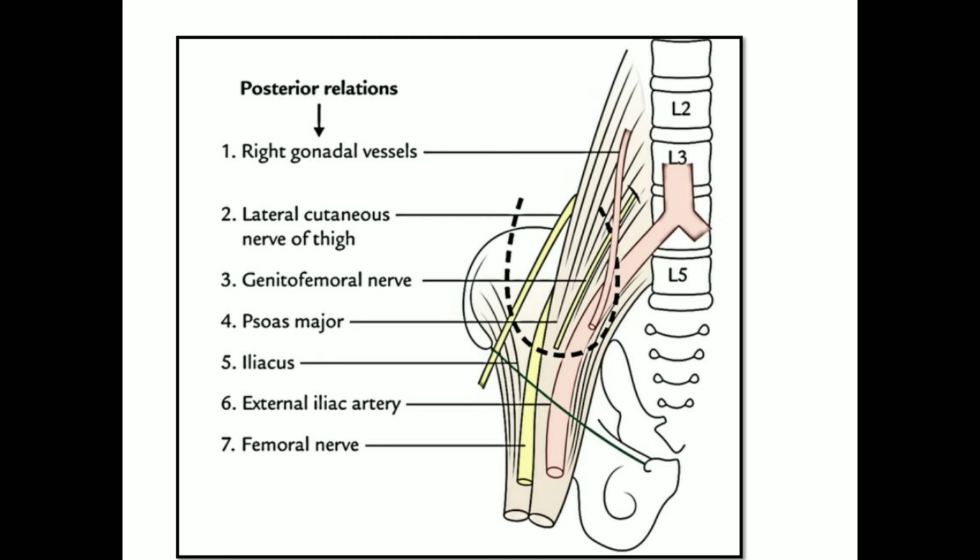Next, the muscle called iliacus. Next, the artery is called the external iliac artery. The nerve here is called the femoral nerve. So, these are the posterior relations of the cecum: right gonadal vessel, lateral cutaneous nerve of thigh, genitofemoral nerve, psoas major, iliacus, external iliac artery and the femoral nerve.